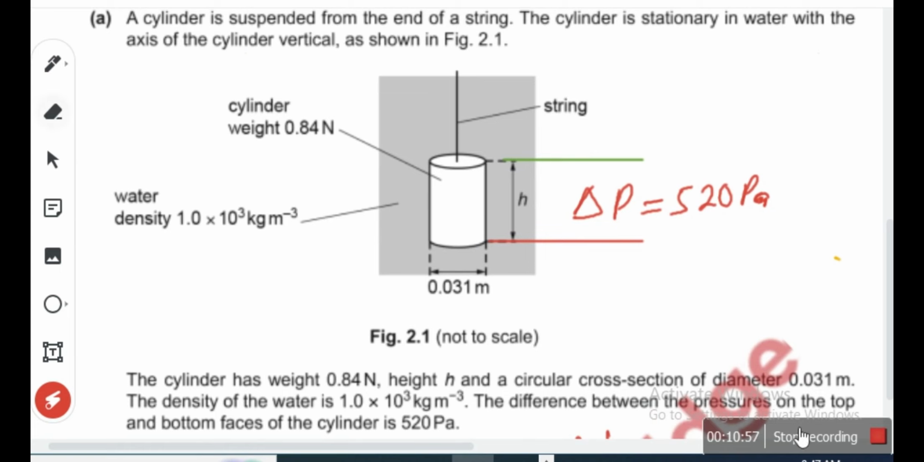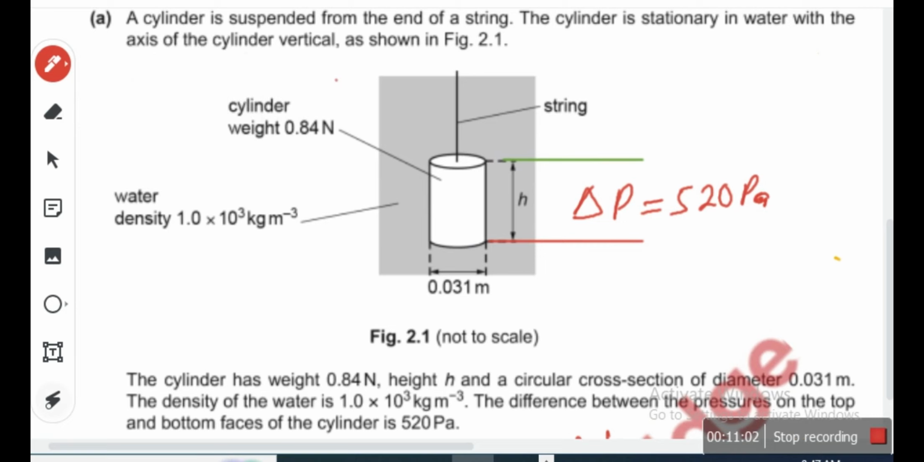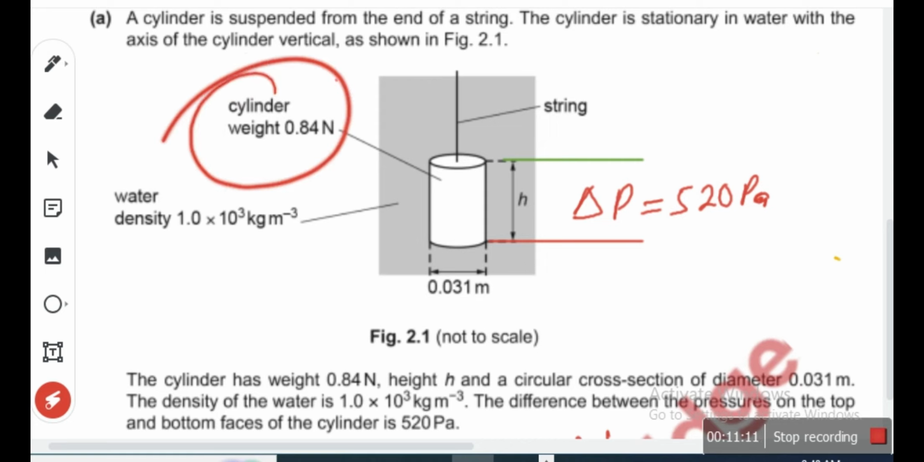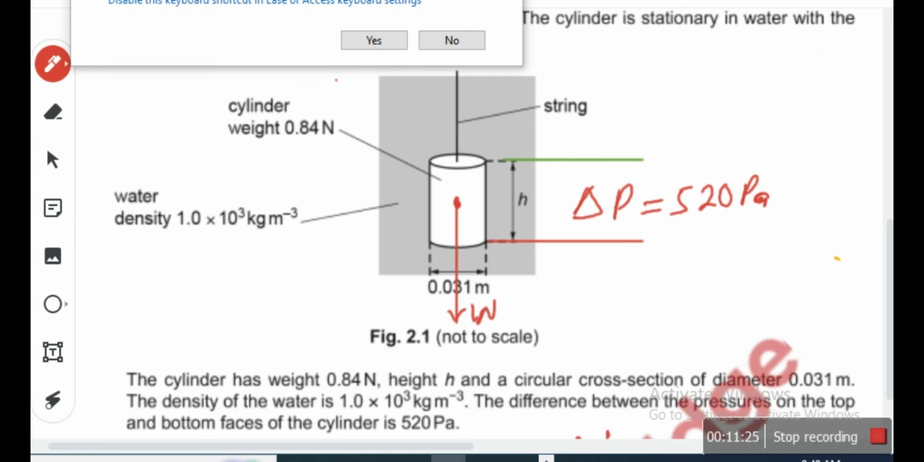What's the weight of the cylinder? Please look at the screen now. I'm circling it. What's the weight of the cylinder? 0.84 Newton, isn't it? How does weight act? Vertically downward, isn't it? If this is the center of mass or center of gravity, the weight acts vertically downward like this. That's the weight, which is 0.84 Newton.